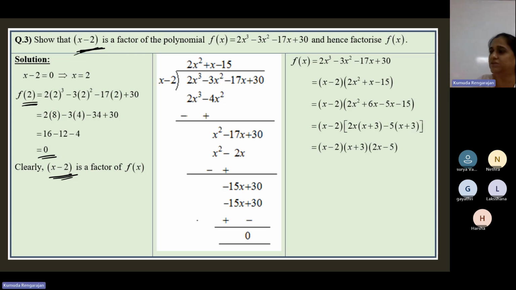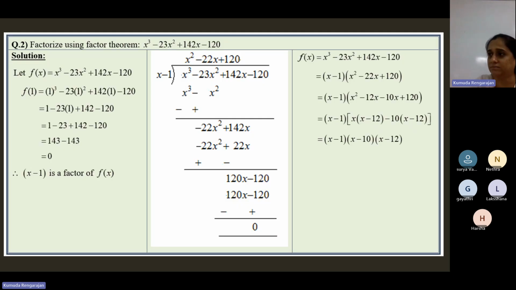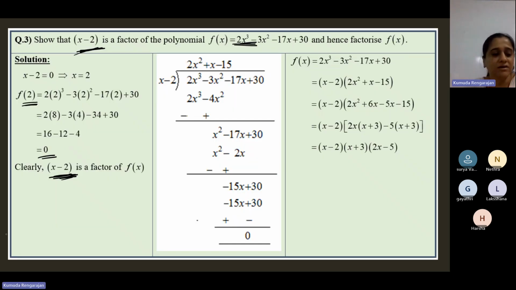So now the next step is division. You already have one factor. It's a cubic polynomial, so you don't have to find one more. If nothing was given, you'll have to find one factor. Here the question is show that x minus 2 is a factor, so you already have a factor. Long division.